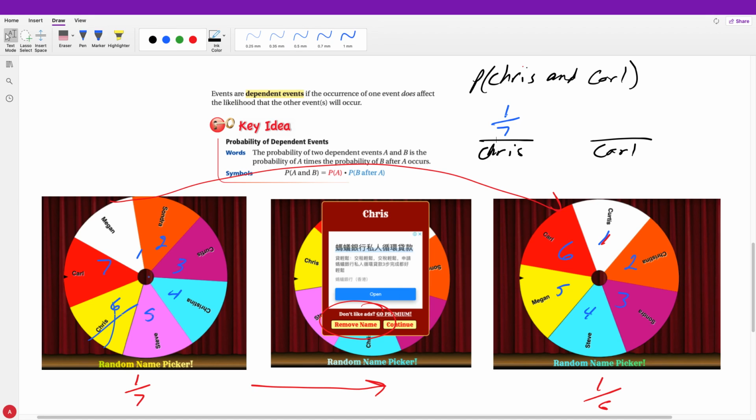When we're doing this, we are assuming that the first event that we want to take place does happen, right? Because if it doesn't happen, it's not really going to help us with this, because we're asking what is the probability of this specific event, Chris and Carl? So we're acting after this first one.